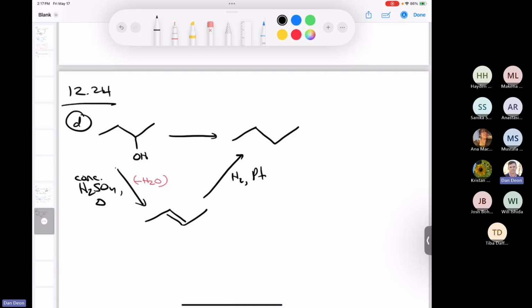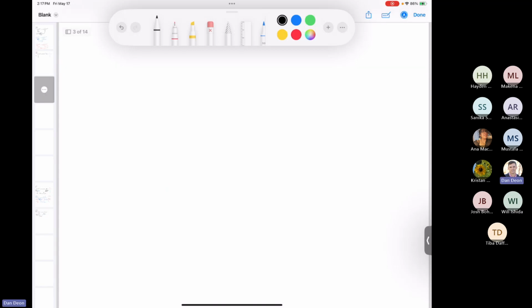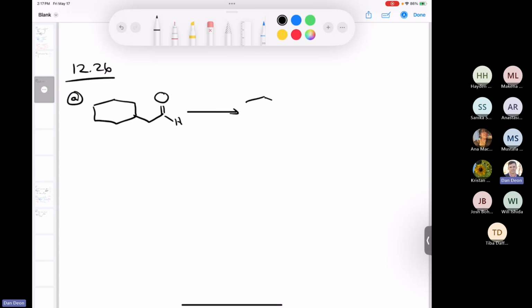All right, let's try the next one. So it was 12.26. Let me just find a new page here. So this is 12.26. And this first question, I like it because we are changing a carbon skeleton. So we're starting out with this aldehyde, and then we're making a ketone. So let's do something like this. So we're making this ketone.